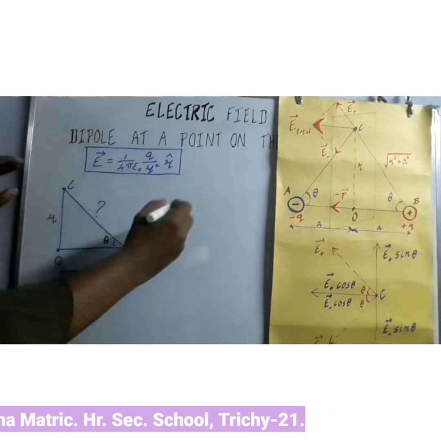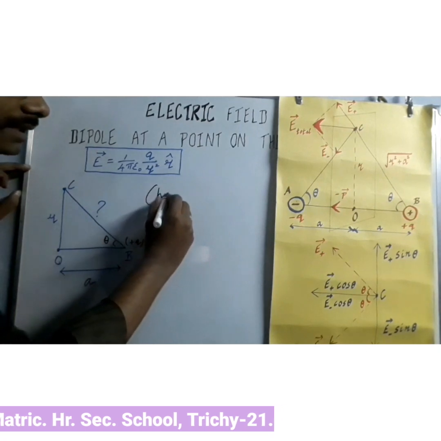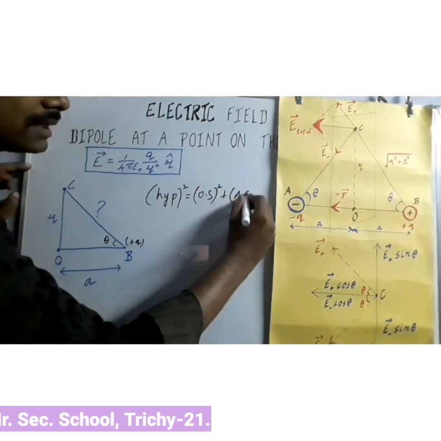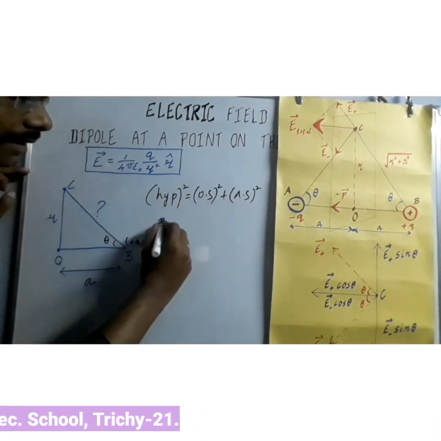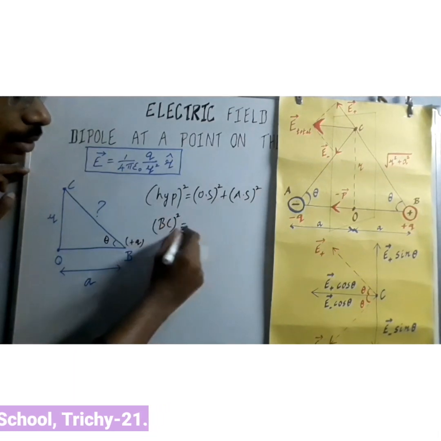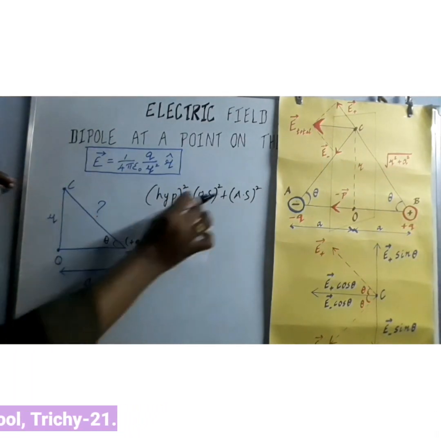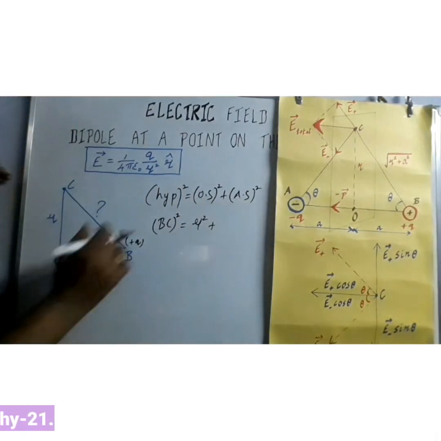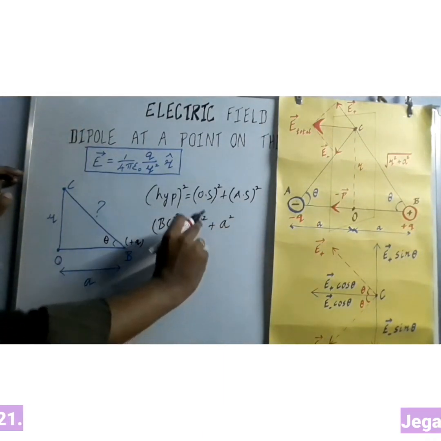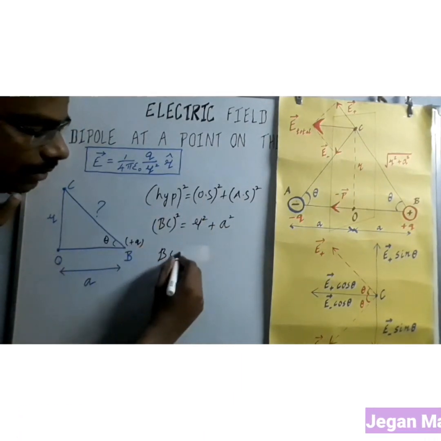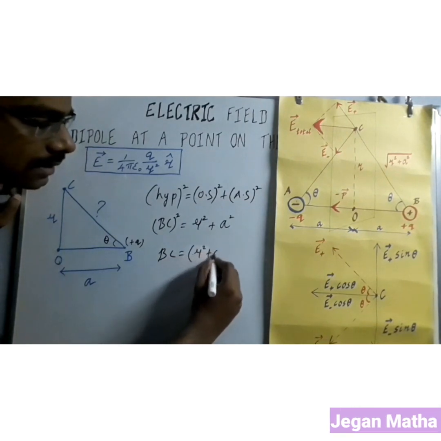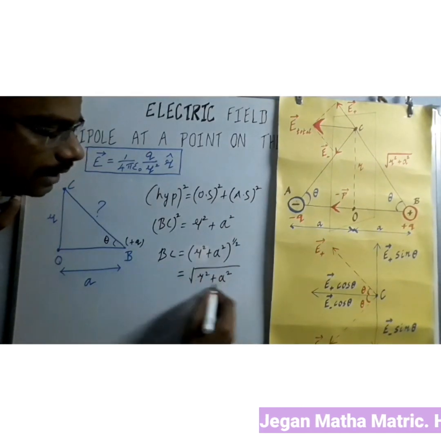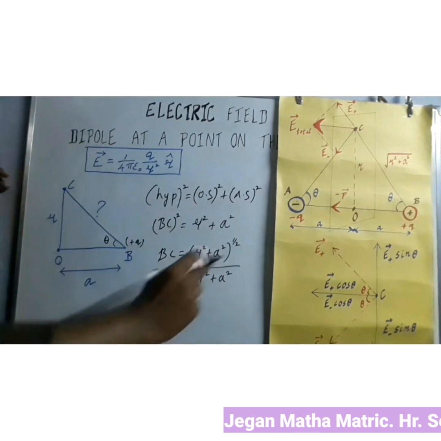To find the value of BC, we have to use the Pythagoras theorem. The statement of the Pythagoras theorem is: hypotenuse square is equal to opposite side square plus adjacent side square. What is the hypotenuse here? BC square is equal to, what is the opposite side? OC. OC square is nothing but r square, plus the adjacent side is nothing but a square. BC square is equal to r square plus a square. What is BC? BC is equal to r square plus a square power 1 by 2, or root of r square plus a square, which we have already mentioned in the diagram.